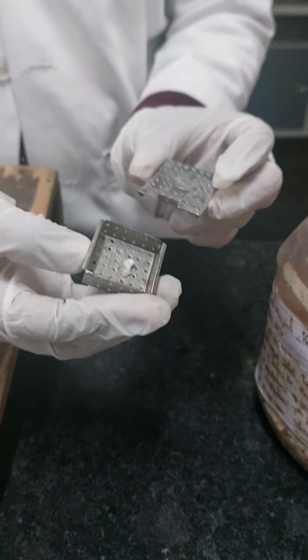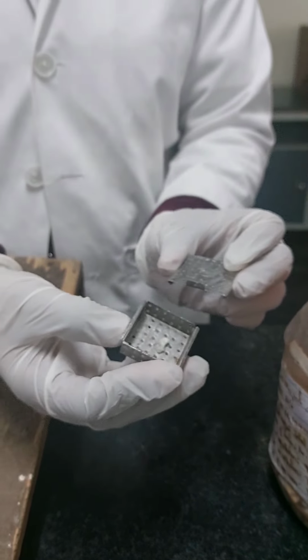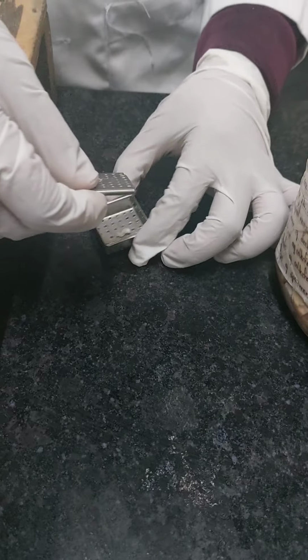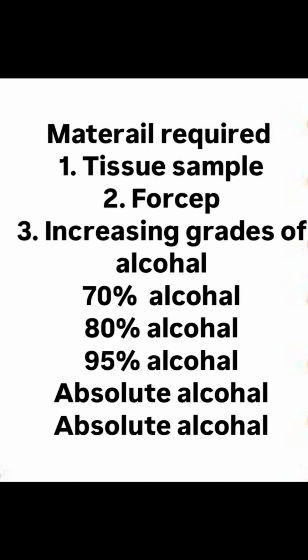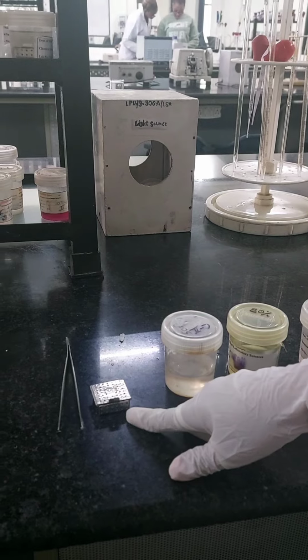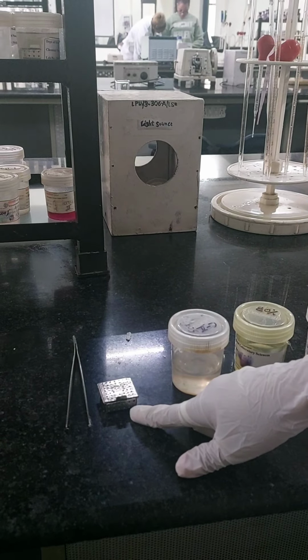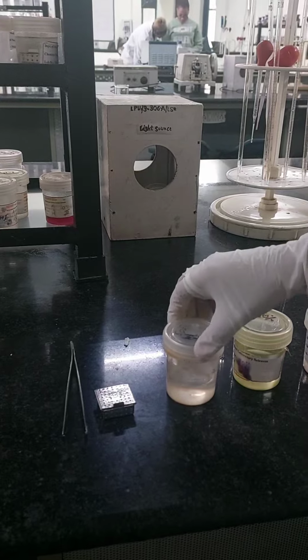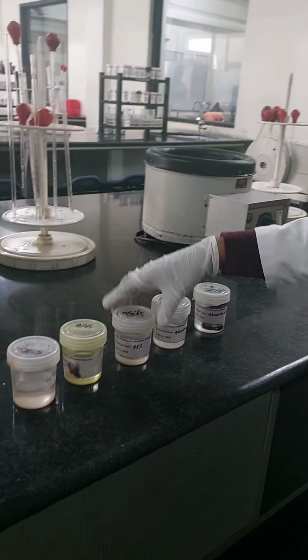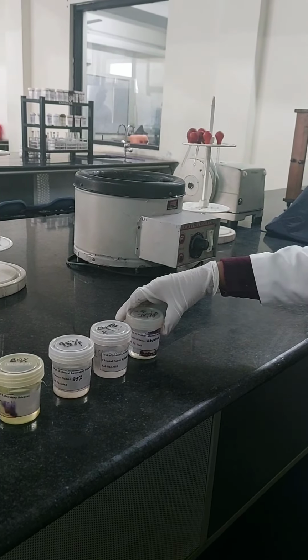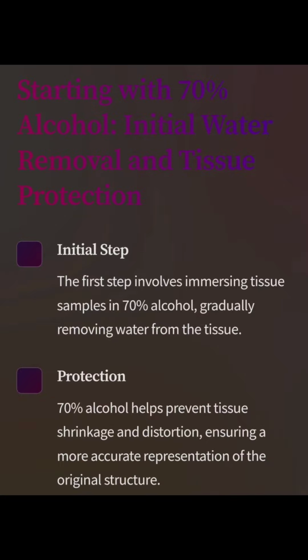Now we have taken a tissue sample that is fixed in a formalin fixative. The tissue sample is placed in a cassette to perform the dehydration process. The materials required for performing the dehydration process include the tissue sample that is fixed in formalin, forceps, 70% alcohol, 80% alcohol, 95% alcohol, and absolute alcohol in 2 parts.